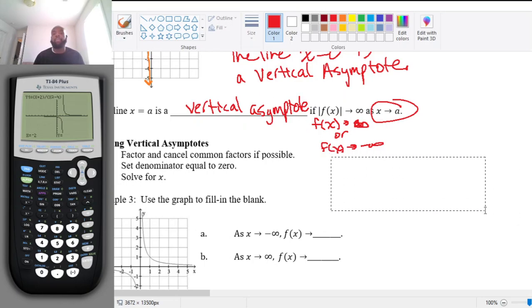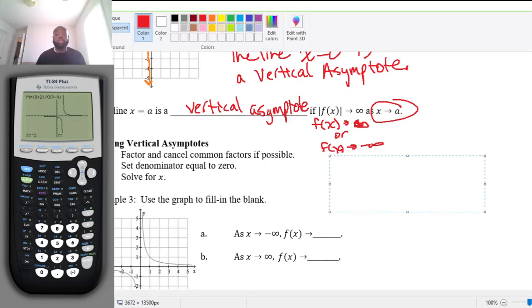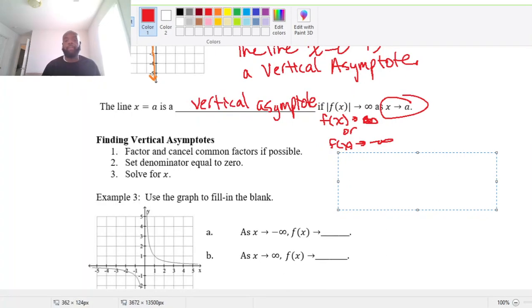All right. To find your holes, we can remove this calculator here. To find your holes, I was about to say something very funny.